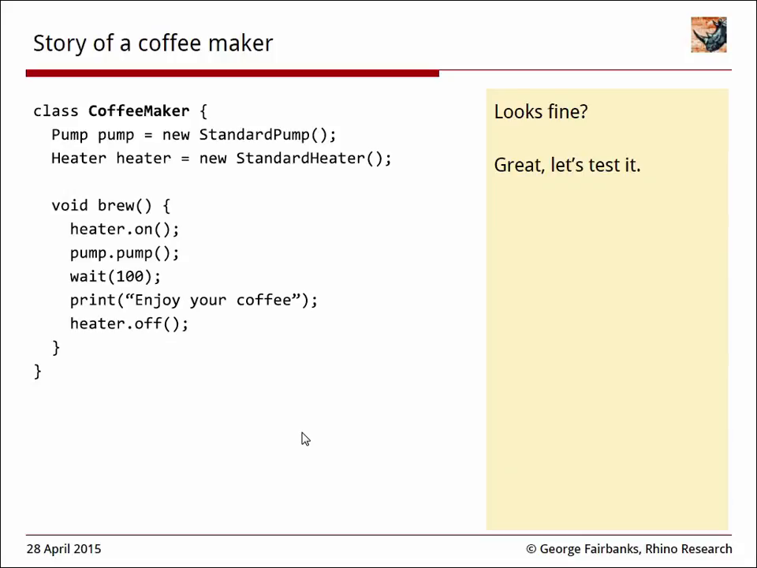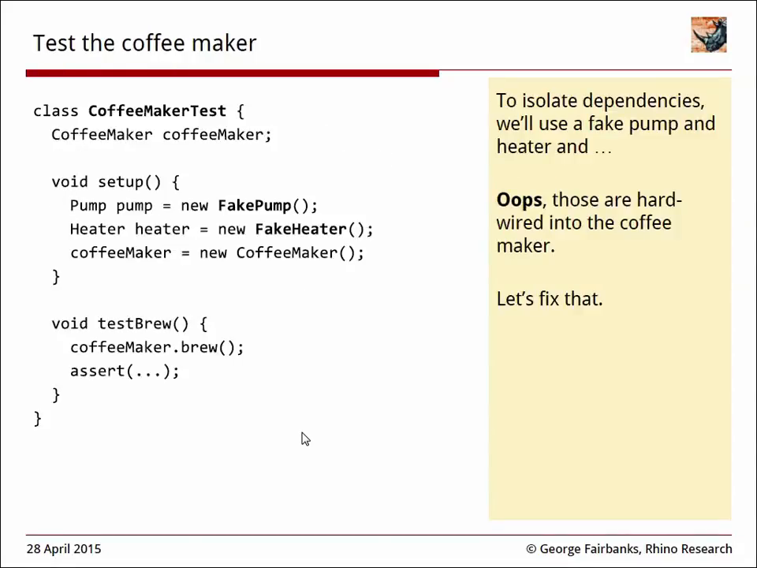That sounds pretty good. And so we say, I'd like to write a unit test for this. So what does that look like? We've got the coffee maker test, and we do the setup, and we create our fake pump and our fake heater, and we create our coffee maker, and we go, oops, that's no good, because the coffee maker already specified which pump and which heater it was using. So let's go fix that.